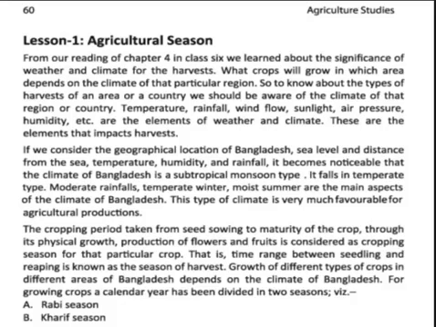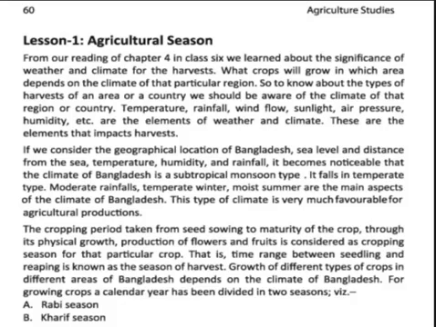Temperature, rainfall, wind flow, sunlight, air pressure, humidity, etc. are the elements of weather and climate, and these are the elements that impact the harvest. If we consider the geographical location of Bangladesh, sea level, distance from the sea, temperature, humidity, and rainfall, it becomes noticeable that the climate of Bangladesh is of the subtropical monsoon type.